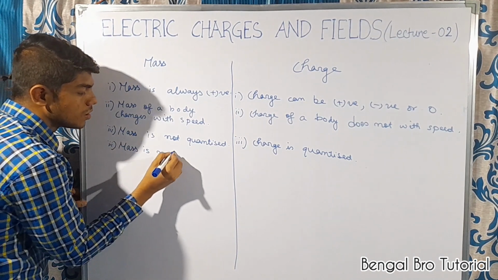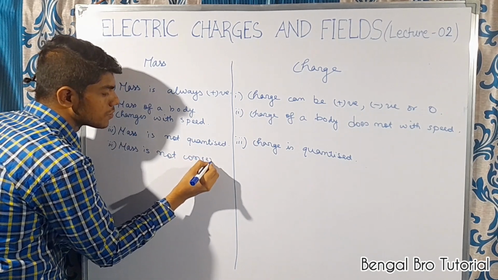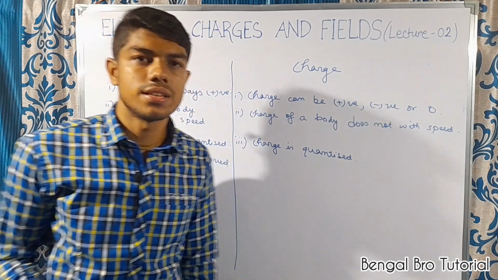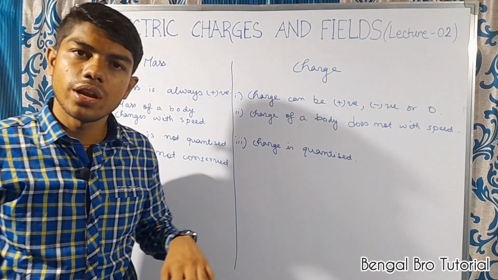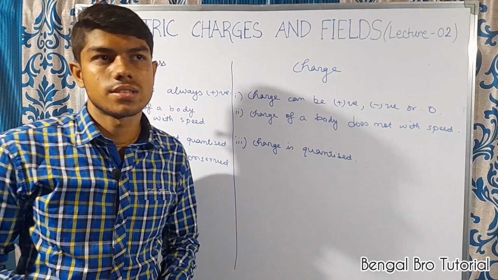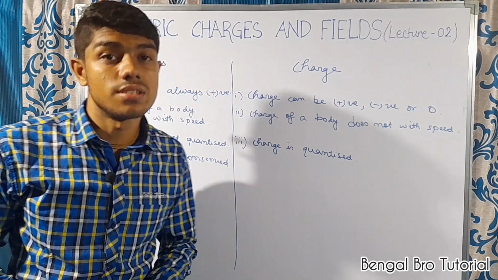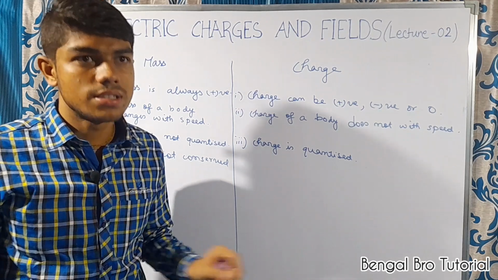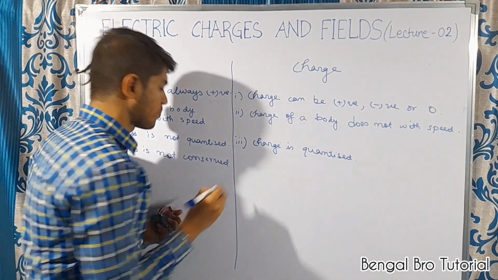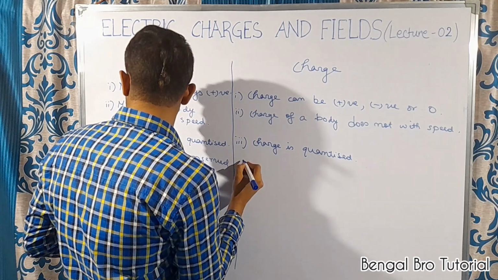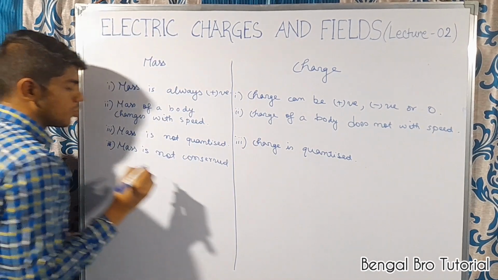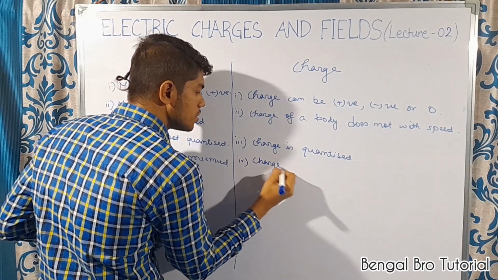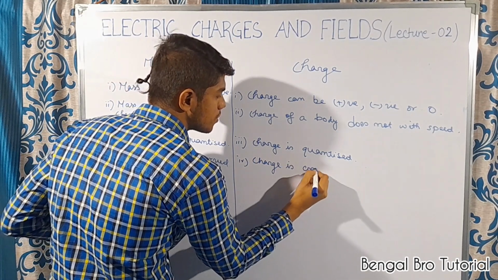Fourth point, mass is not conserved, which we have seen in the mass energy equivalence relation. Mass can be converted into energy, energy can be converted into mass, but charge is conserved. The total charge in this universe is constant and does not change with time.